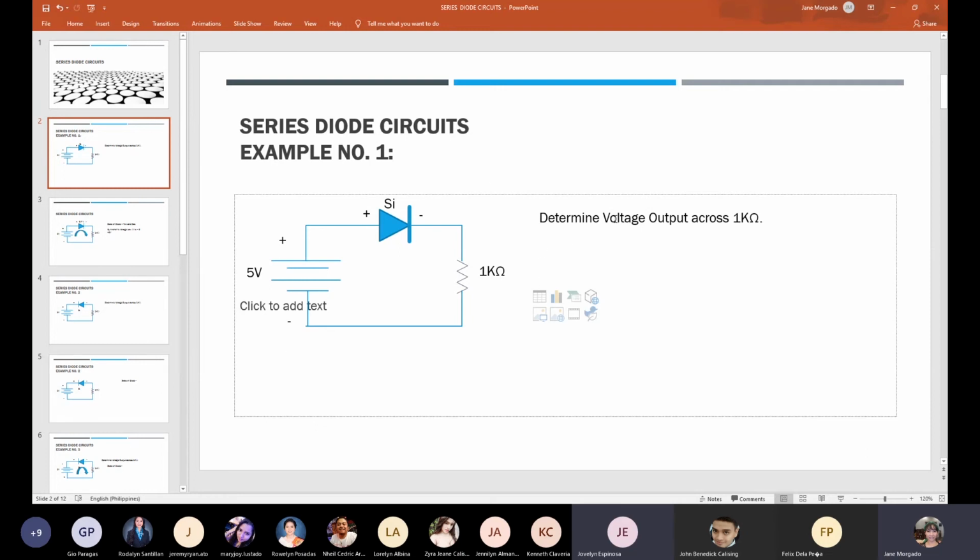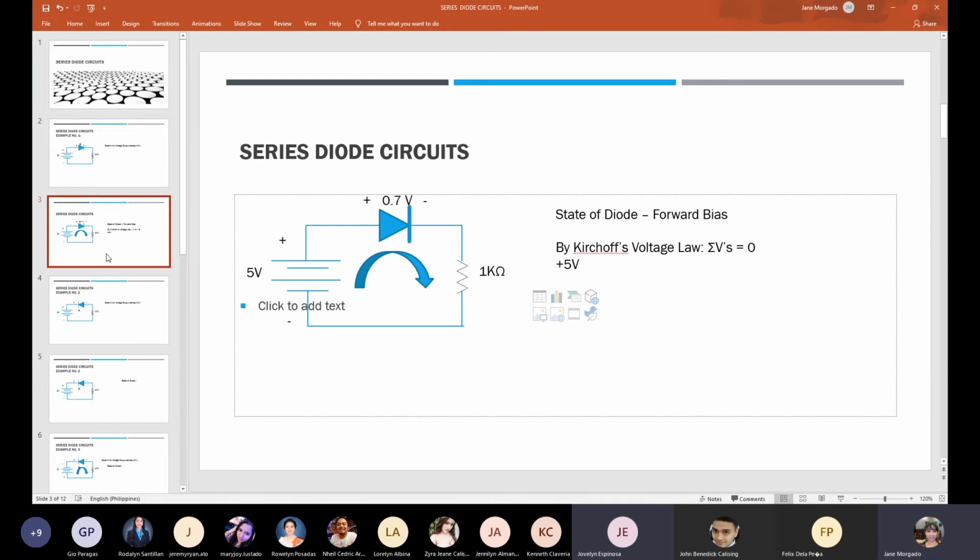So, example here is determine output voltage across 1 kilo ohm. Yung sa paano natin siya kukumpitin. So, first you have to determine what is the state of the diode. So, you have to determine whether it is forward or reverse bias. So just like this, forward bias, positive is connected to the positive of a supply, positive DC, positive to positive, okay. So that is forward bias. That means that the diode is conducting.